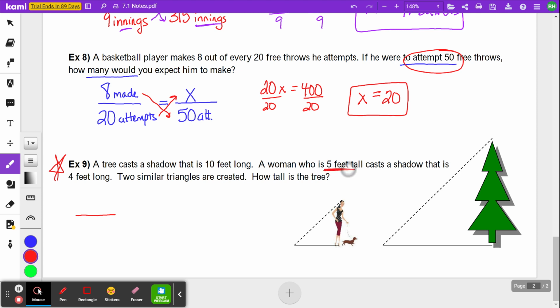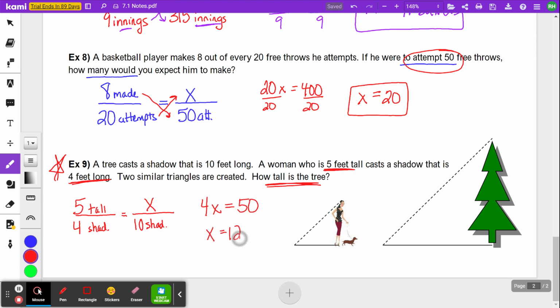Okay, well, if we know that the woman is 5 feet tall in real life, right? So she's 5 feet tall, and she casts a shadow that is 4 feet long. So 4 would be her shadow. Then we're trying to figure out the same for the tree. The tree casts a shadow that's 10 feet long. So shadow goes in the bottom, and we want to know how tall is the tree. We're not sure. Cross multiply should give you 4x equals 50, which means your tree should be 12.5 feet tall. Okay, let me know if you have any questions about anything.